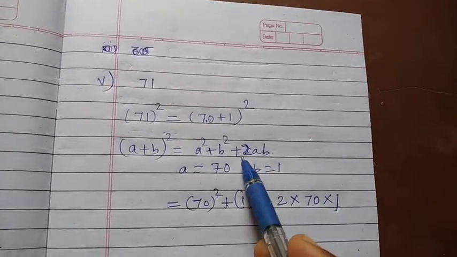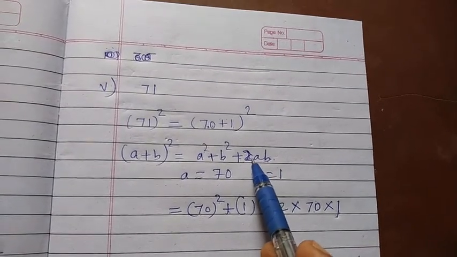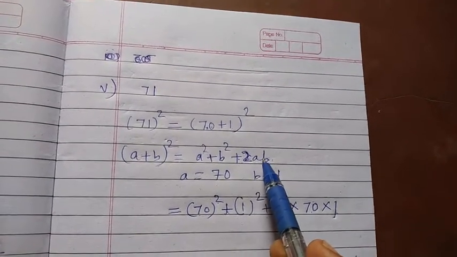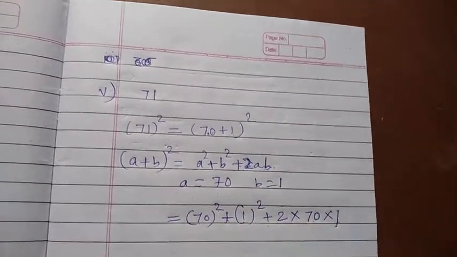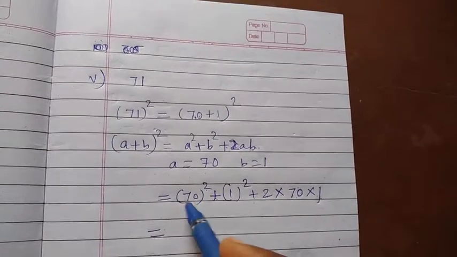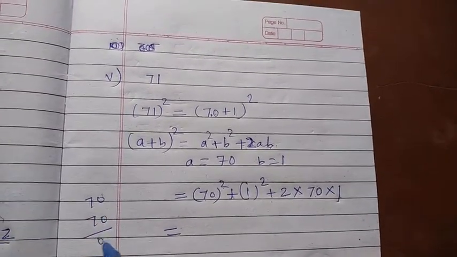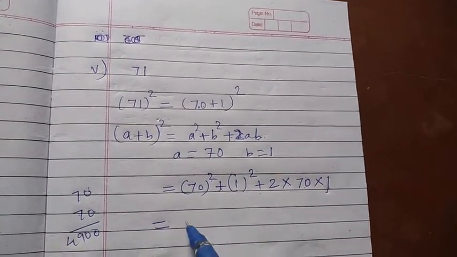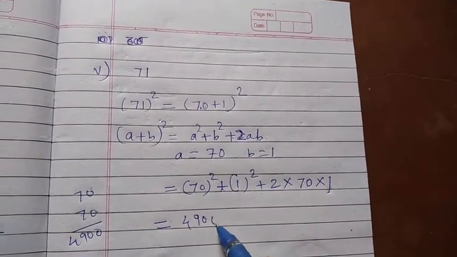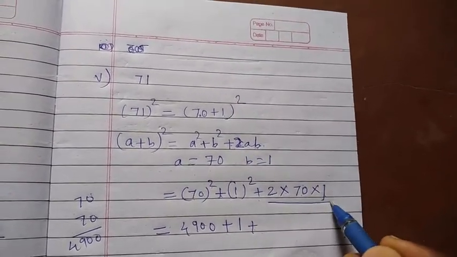So 2ab means, as I explained in the previous problem, here we have to put the multiplication sign: 2 into a into b, like this. Next simplification we have to do here. 70 square, how much becomes? It is 4900, and then this one becomes 1, and here we have to multiply all these.